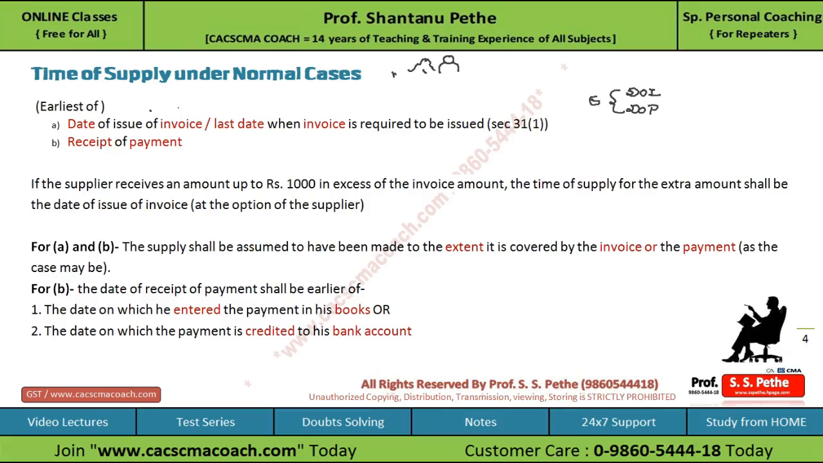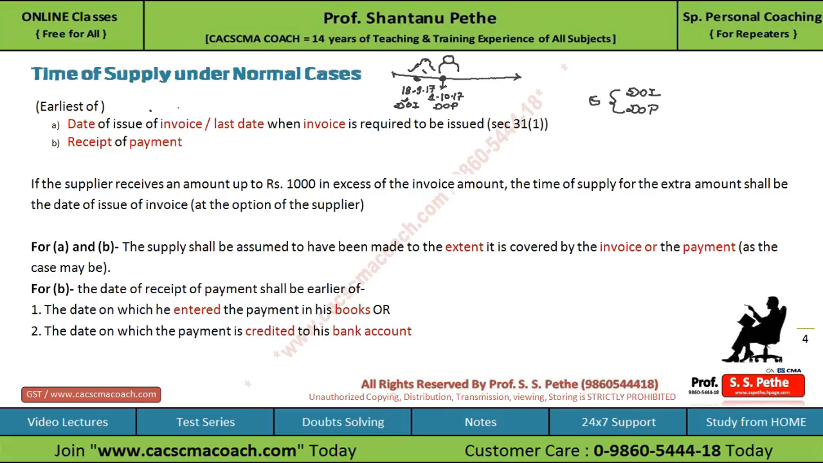These goods he has supplied to another person, and for such supply he has received the payment on this date. Let's assume this date is, let's say, 1st of October 2017. This is the date of payment. And suppose the supplier has issued the invoice on, let's say, 18th of September 2017. That is, the date of invoice is 18 September 2017.